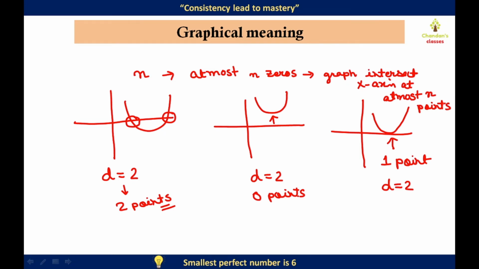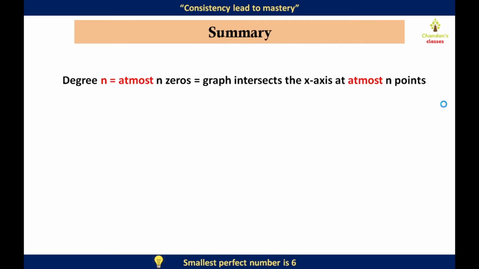Alright, in the next slide this will be more clear. This is a summary. If we have a polynomial with degree n, then you're going to have at most n zeros, and the graph will intersect the x-axis at most n points. Let's take an example. Suppose I have a polynomial having degree 10. So how many zeros will I have? Maximum 10, or at most 10.